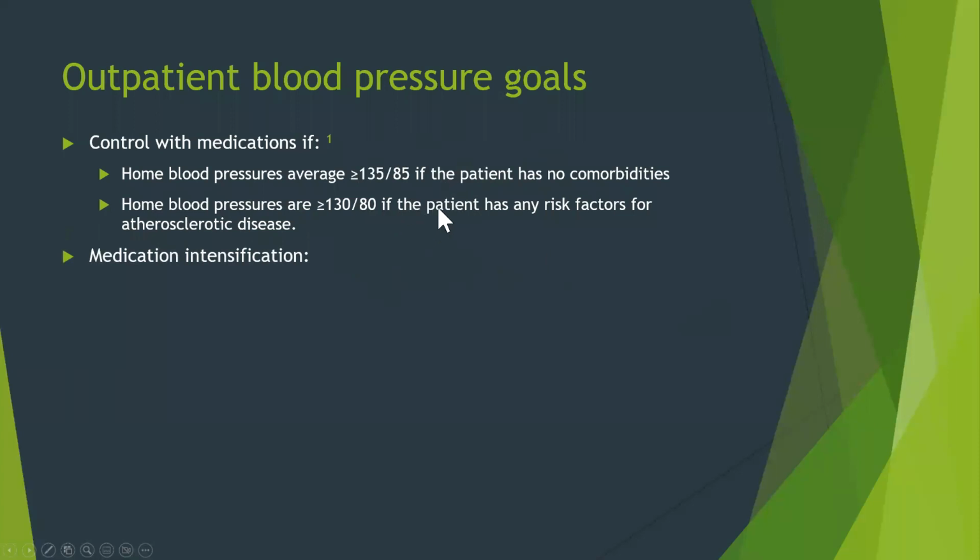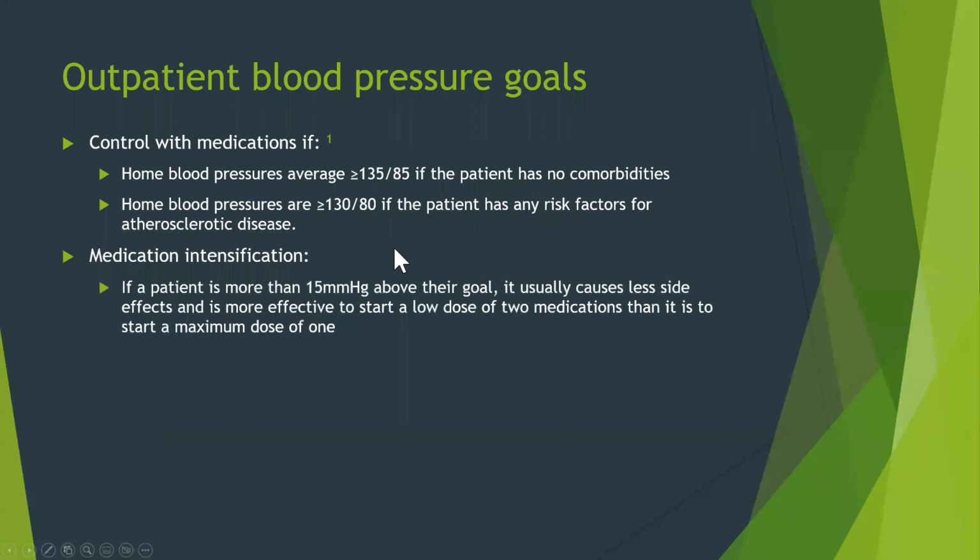Intensifying medications, I'll also talk about briefly. If the patient's more than 15 millimeters of mercury above their goal, it's usually better to start a low dose of 2 medications than to start a maximum dose of 1. This is also going to be a lot of your patients. A lot of your patients are going to come in with a systolic blood pressure of 150, right? That's already more than 15 millimeters of mercury above your goal. So it's going to be better to start 2 medications at low dose than a maximum dose of 1.